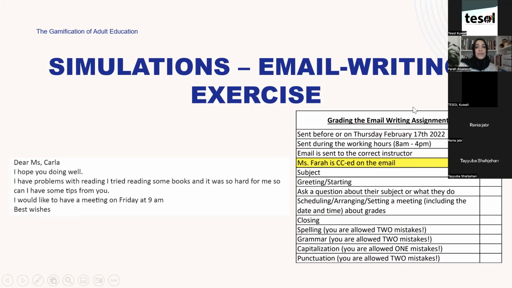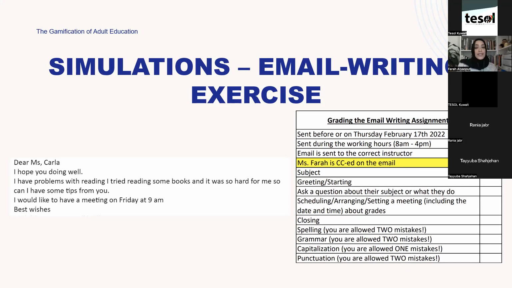It had to be sent before Thursday, which was that independent study day. So it had to be sent before that day. It needed to be sent during working hours. So that's also something that I wanted the students to pay attention to. You cannot send an email at 10 p.m. You know, I was just like, that's inappropriate.